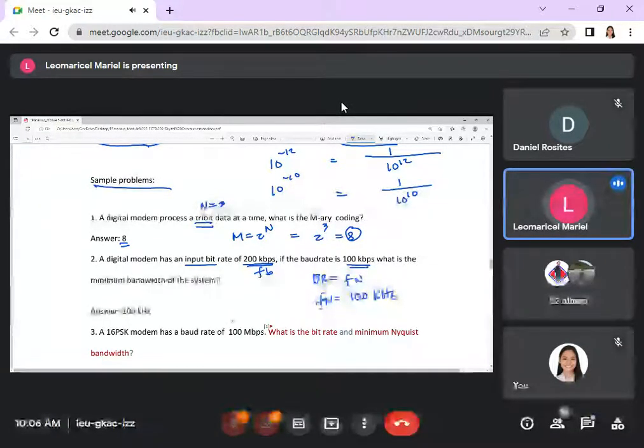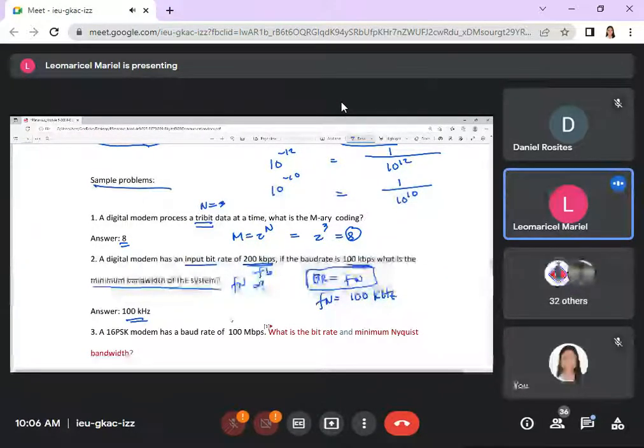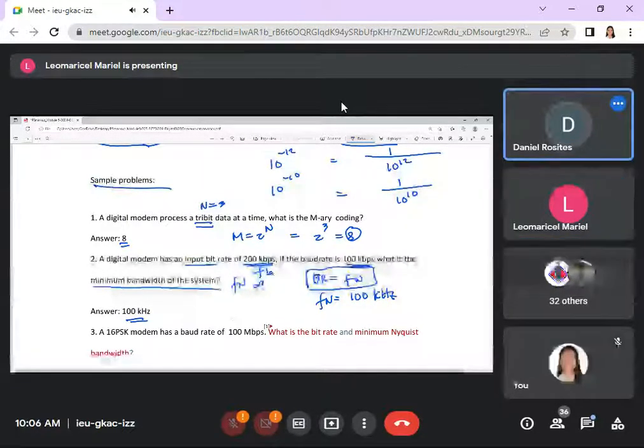Wala. Kasi input bit rate yan, after tayo sa baud rate. Kasi ang itinatanong natin ay minimum bandwidth or your fN. So that would be the question. And sabi natin that the fN is the same as the baud rate with different units. Gagawin mo lang hertz yung unit ng baud rate. Gets? Kaya naging 100 kilohertz siya. Nasundan? Opo, yes sir.